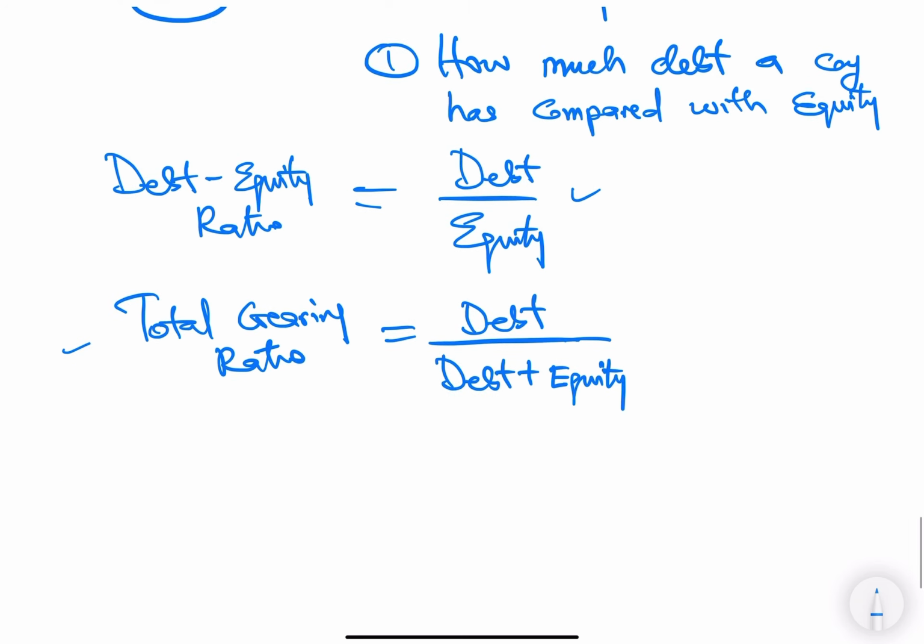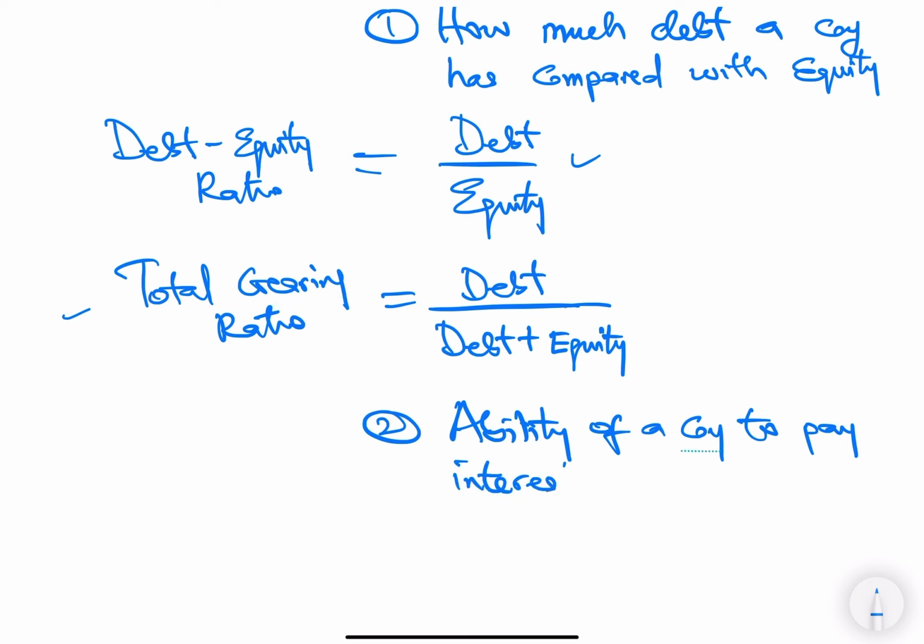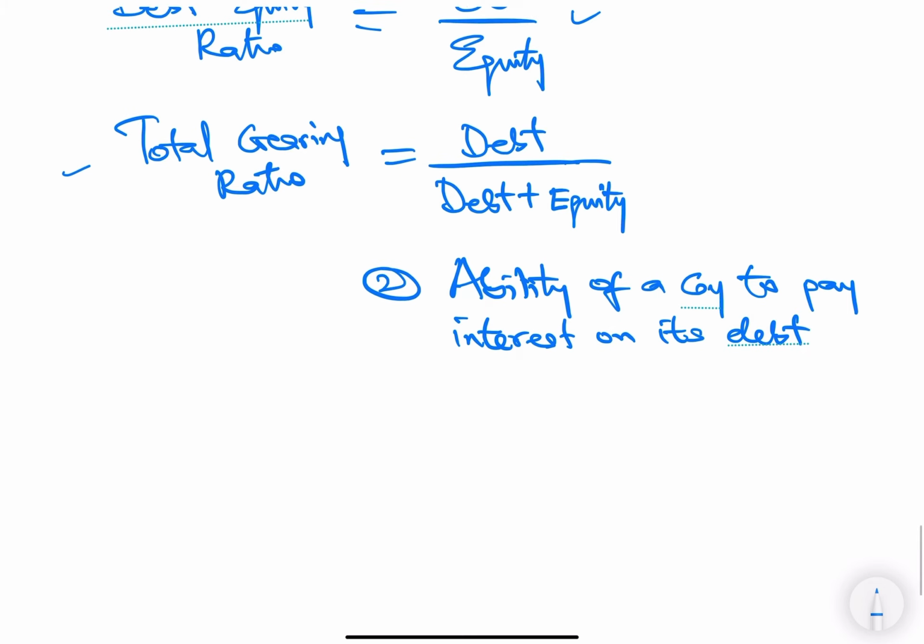The second part of financial gearing is the measure of the ability of a company to pay interest expense on its debt. That is how comfortable a company is to pay interest on the debt that is owing. And that formula is profit before interest and tax, which is where the interest will be coming from, divided by the interest that has to be paid.